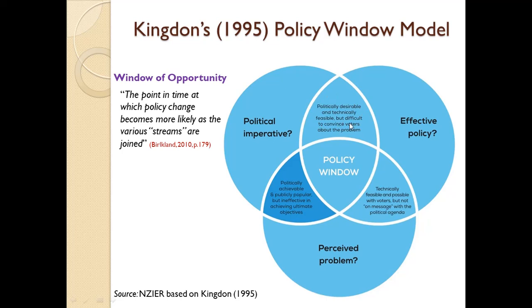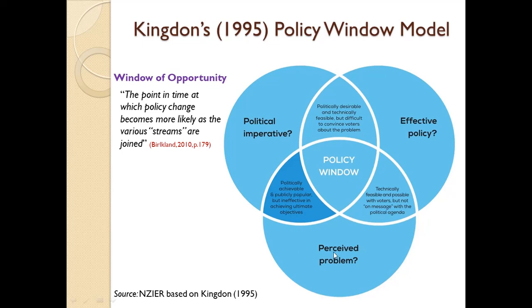political stream, and when they emerge, the question is whether a particular problem is politically desirable or politically considered, and if it is technically feasible. But again, yes, the problem could be technically feasible and politically desirable, but it is difficult to convince voters about that particular problem. Then where you have the policy stream converging with the problem, the problem is technically feasible and possible with the voters, but then not on message with the political agenda. So yes, there could be policy alternatives.